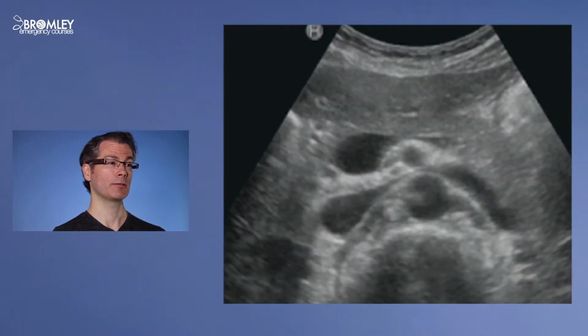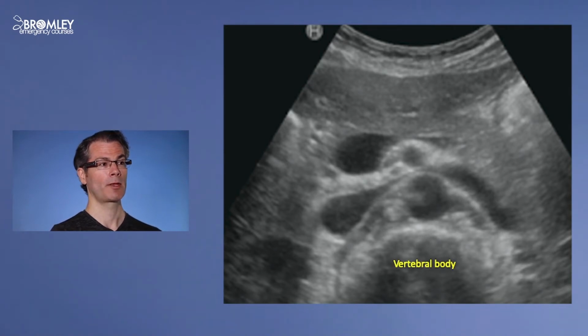Now a little bit lower down, this is the level of L1. Again, we start with the vertebral body at the back. We have the IVC to the patient's right and the aorta to the patient's left. Just above this is the SMA. And these 3 structures, the vertebral body, aorta, and SMA, are sometimes referred to as a snowman, with the vertebral body, the body of the snowman, the aorta, the head, and the SMA, the little hat on the top.